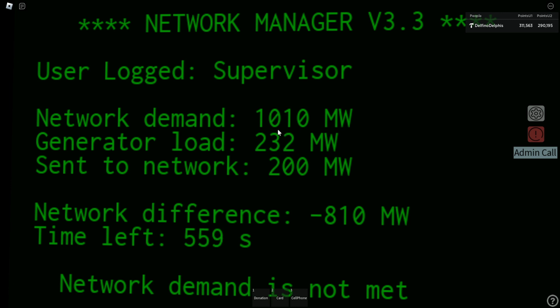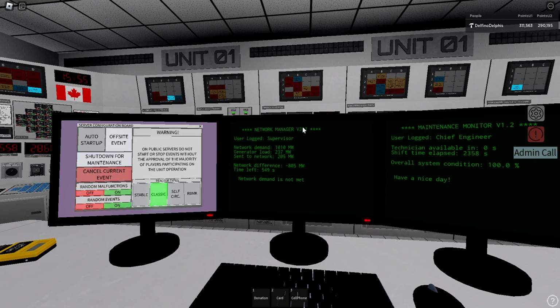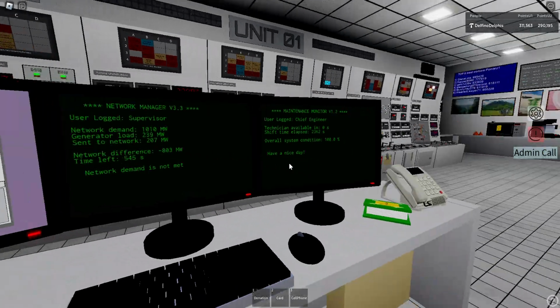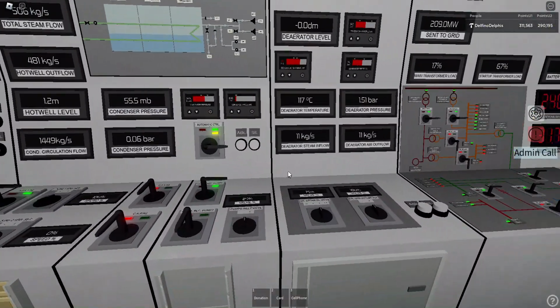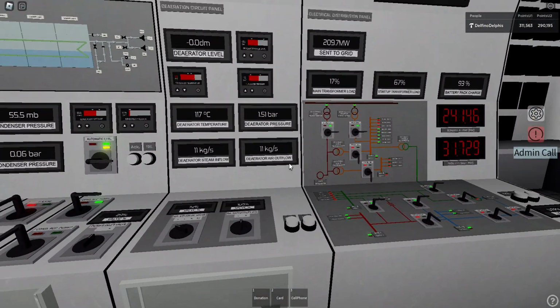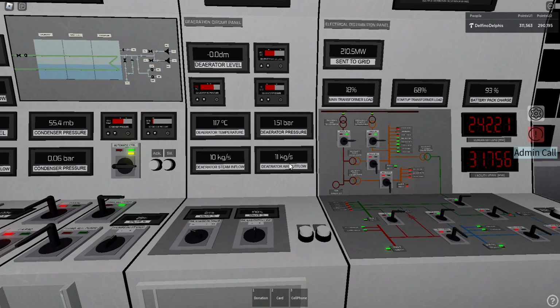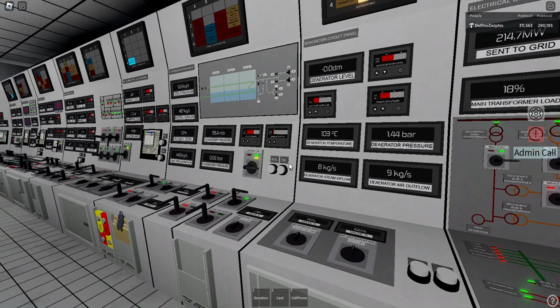Actually you have to know, more or less, this reactor at full power gives you 1200. So to get something like this, you need around 85% power. So that's what I want to do now. Of course, the Deaerator is set up. But before we do it, there's one more thing we have to learn about the electrical panel.